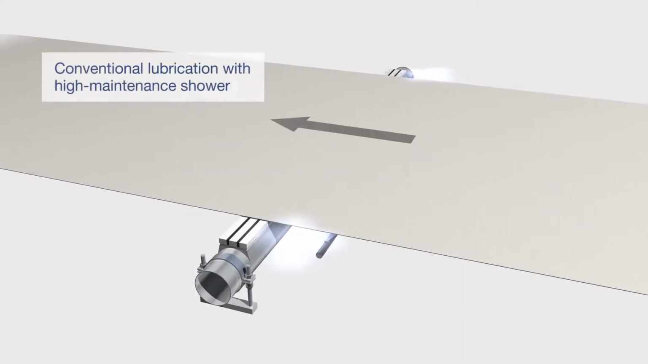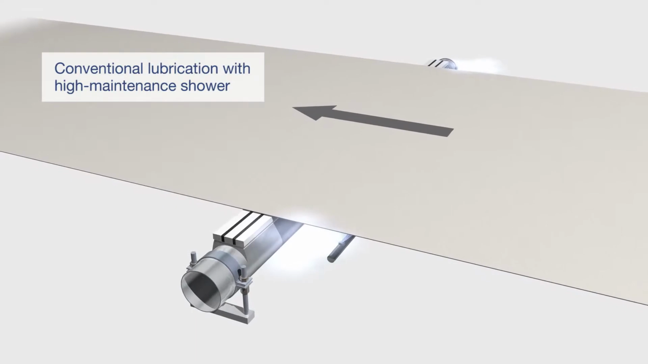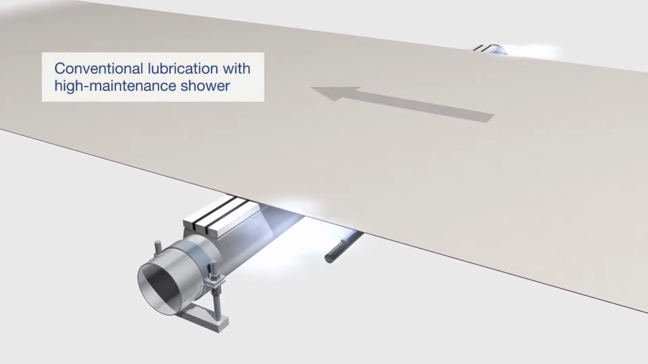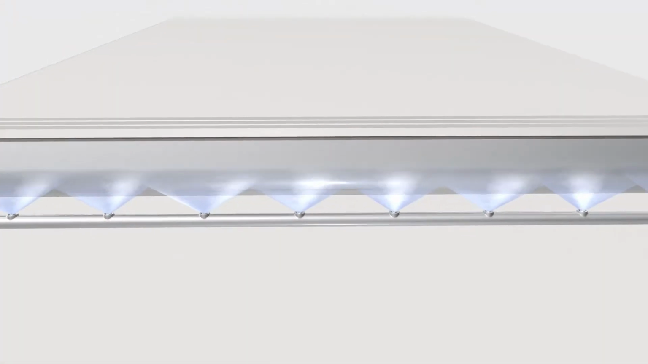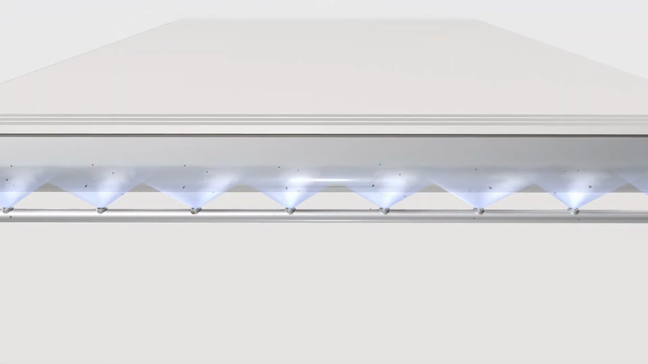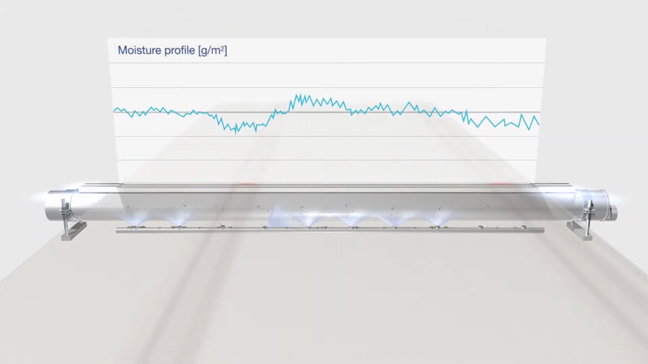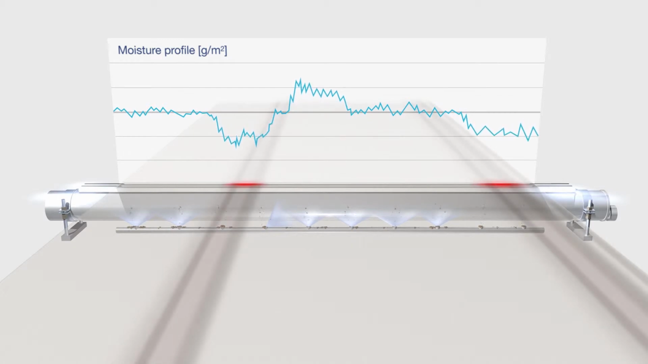Typically, fan showers are used in front of the Uhle box to lubricate the press felts. These are unreliable as dirt accumulations can partially or even completely block the nozzles. The subsequent frictional heat damages the felt, resulting in an uneven moisture profile.